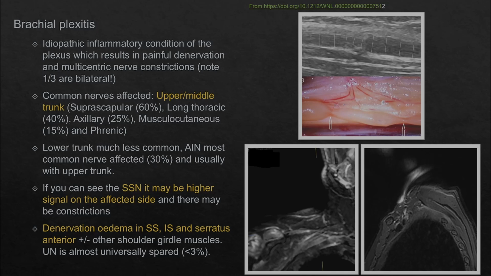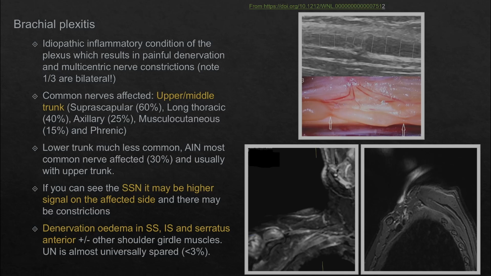As you can see on the top right picture, which is an ultrasound of the suprascapular nerve and surgical correlation, the suprascapular nerve varied in caliber throughout on the ultrasound, and on the surgical exposure you can see 2 constrictions and the nerve was torted.